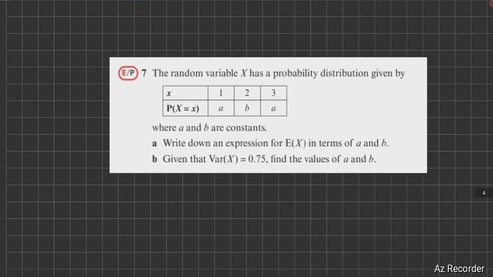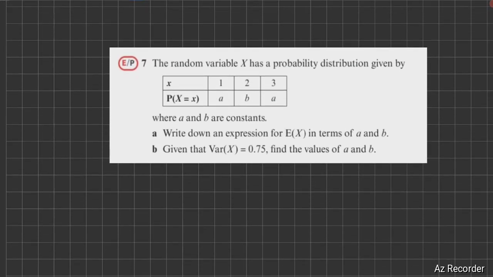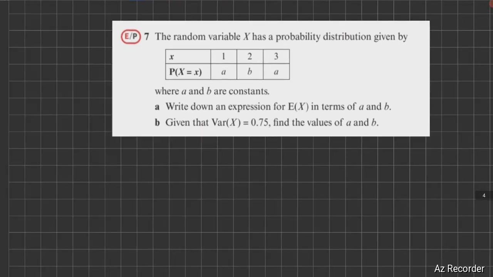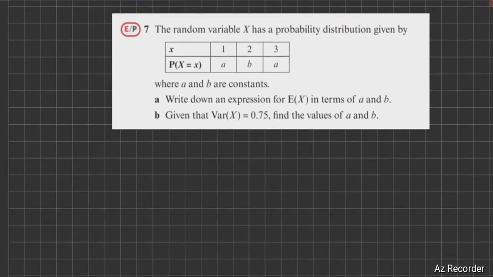So for the second example, it's a lot more tricky. I think this is the last example in the textbook, or the last question in the textbook, rather. And so these definitely tend to be a lot more tricky, and we'll work through it together. So again, don't be scared by the algebra. Just remember our rules, and it'll be all fine. So the first part says, write down an expression for E(x) in terms of a and b. So E(x) is equal to the sum of x times the probability x equals x.